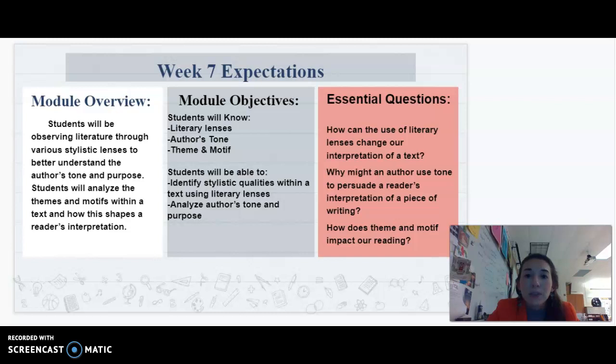Students will be able to identify stylistic qualities within a text using literary lenses to analyze an author's tone and purpose. Essential questions: how can the use of literary lenses change our interpretation of a text? Why might an author use tone to persuade a reader's interpretation of a piece of writing? And how does the theme and motif impact our reading?